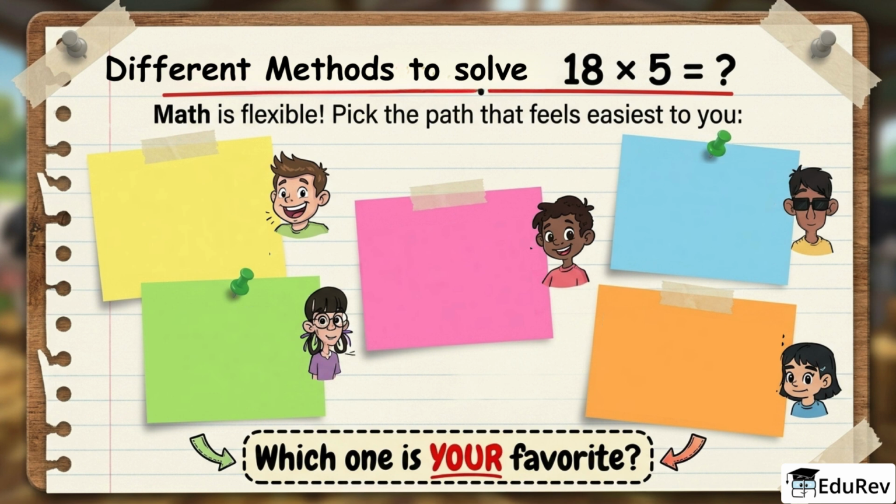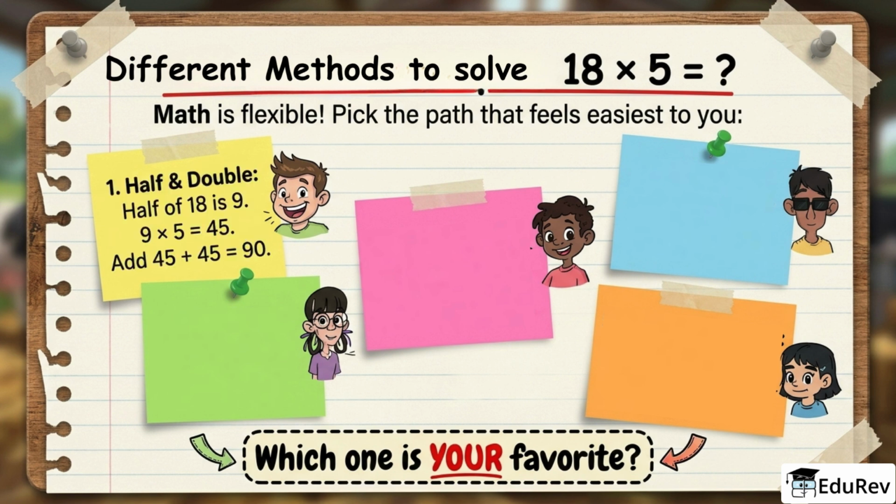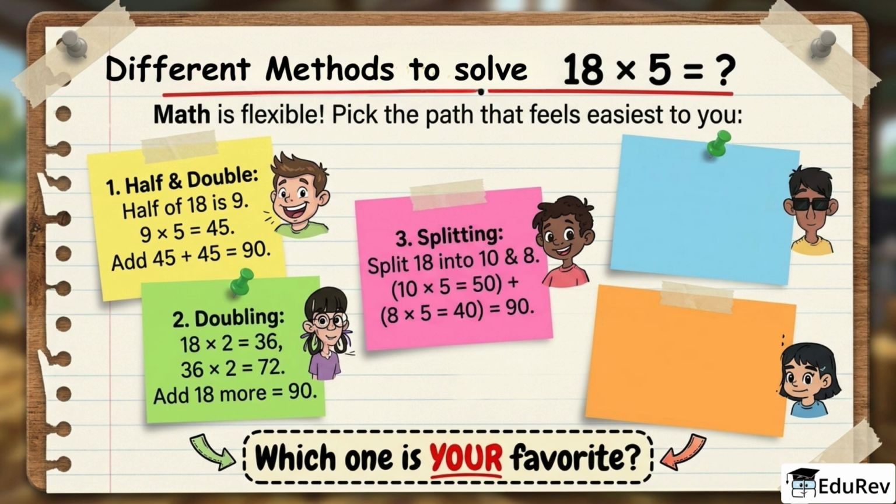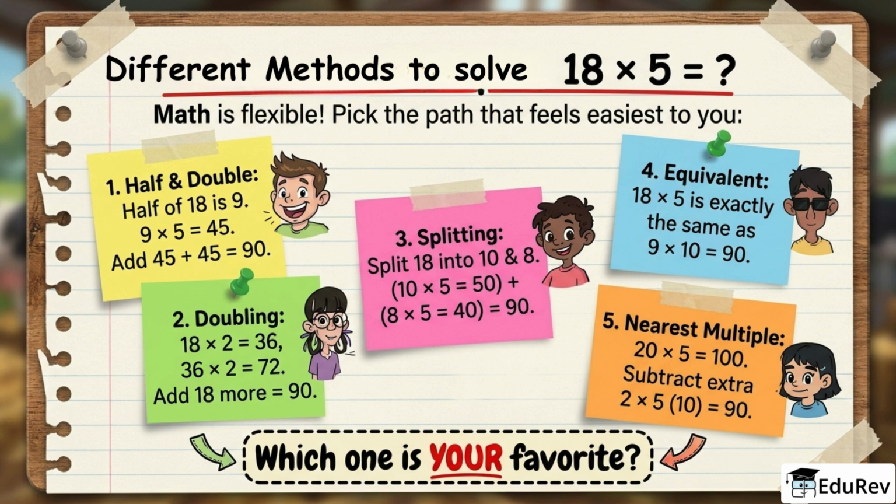Math is flexible, and there are many ways to solve the same problem. Let's look at 18 times 5. You could use the half and double method. You could simply double the numbers step by step. You could split 18 into 10 and 8, multiply them by 5 separately, and add the results to get 90. You could use an equivalent equation, like 9 times 10. Or you could round 18 up to 20, multiply by 5 to get 100, and subtract the extra groups. Choose the method that makes the most sense in your head.